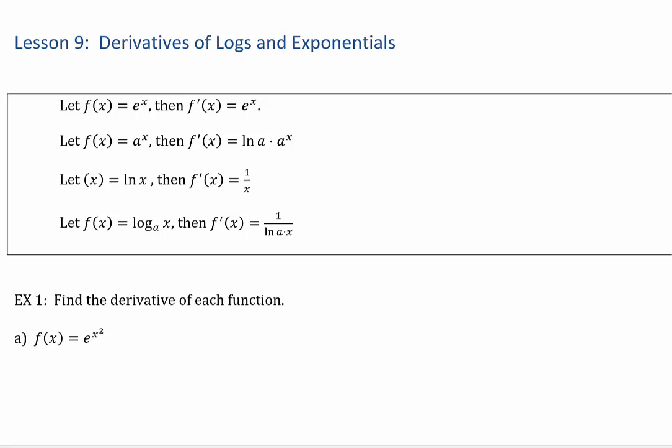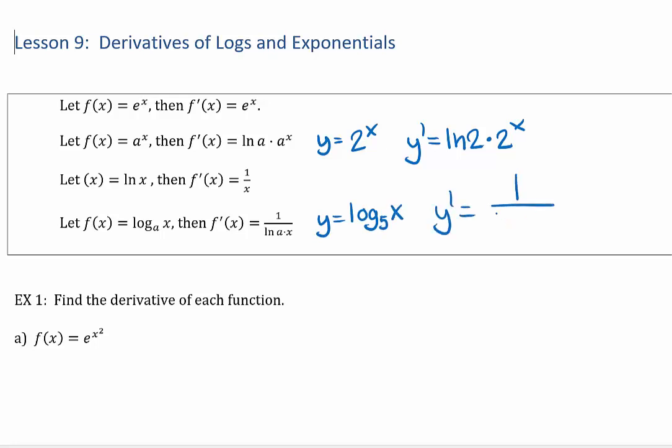First one, derivative of e to the x is always e to the x. If you have another base, for example, let's say you have 2 to the x, then the derivative is natural log of 2 times 2 to the x. Okay, derivative of natural log of x is 1 over x. And if you have another base, let's say we have y equals log base 5 of x, the derivative of that is going to be 1 over ln 5 times x.